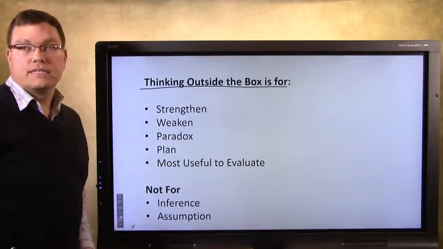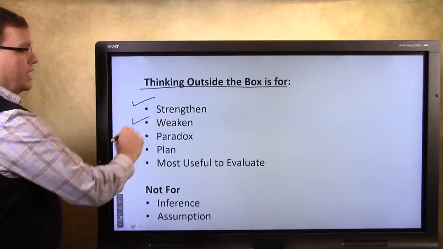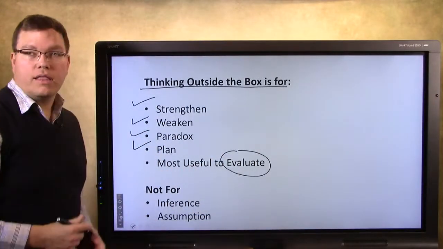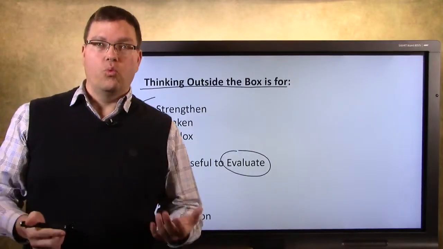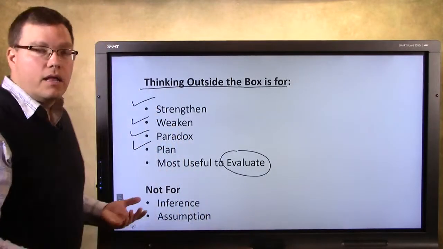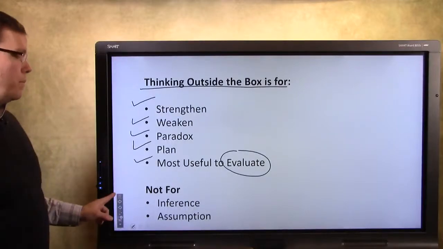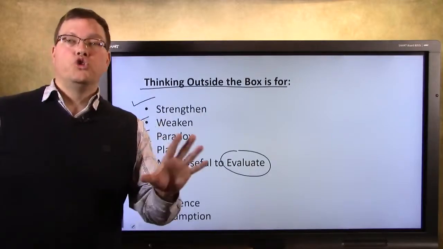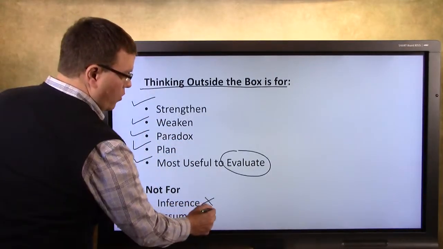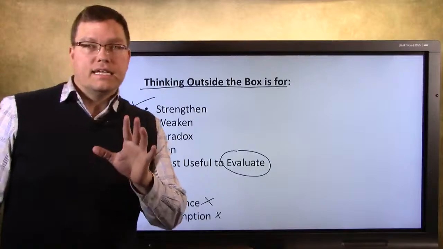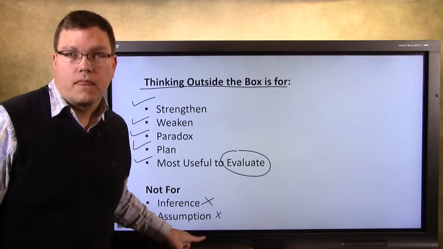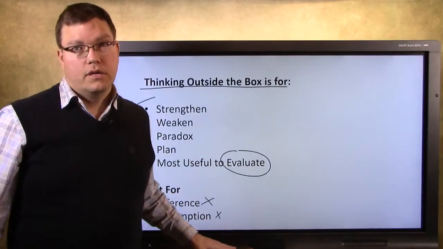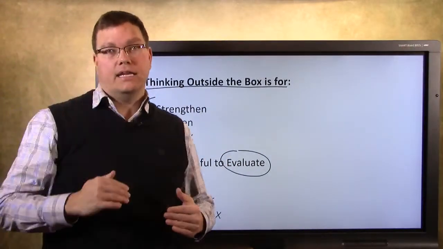Thinking outside the box is for strengthen, weaken, paradox, plan questions, and what most people call evaluate questions, the ones where they say what information is needed to evaluate. Think outside the box for all of those, but not for inference or assumption, okay? You do not think outside the box for an inference question or an assumption question, because an assumption is what you must have. You're not going to suddenly come up with a whole different topic like healthcare for an assumption question. And for an inference question, of course, you have to add it up, okay?